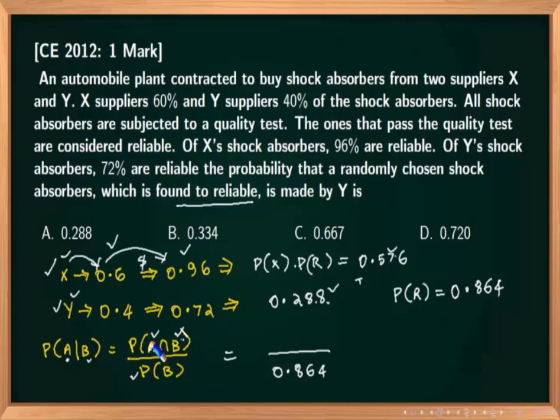You need to find the first event A, getting a good shock absorber from Y, and the second thing is getting a good one, which means that it is P of A itself, which is nothing but the probability that Y supplies a valid shock absorber, which is 0.280. So when I take this ratio, I'll be getting 0.334. So my answer will be option B.